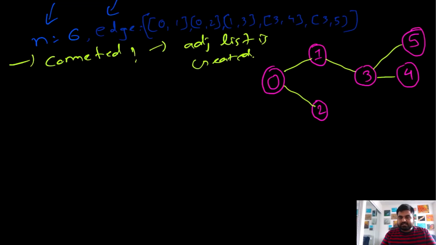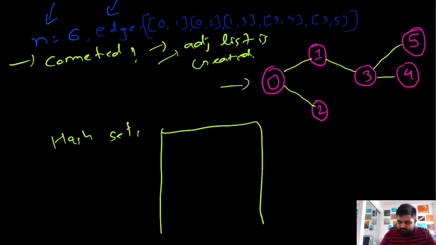Now what I'm suggesting is that through this adjacency list, we would be able to iterate over this given input, and through it we create a hash set. Initially the hash set would be empty. Whenever we are iterating over any single node, we will check whether that particular node already exists in the hash set or not. If it does not exist, we will add a new entry inside the hash set.